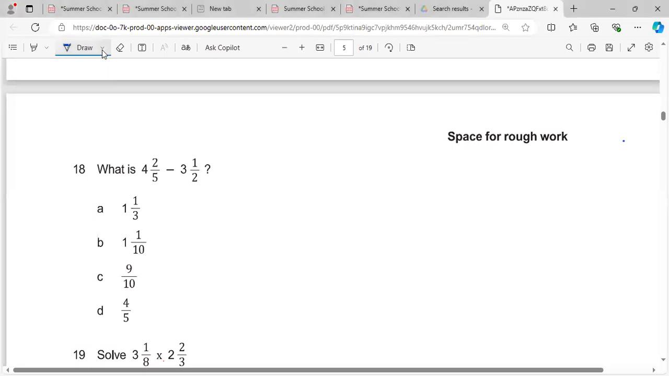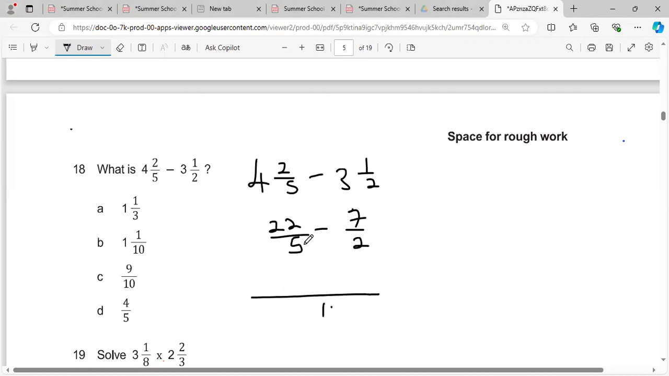Sir, I converted the 4 and 2/5 into 22 over 5, and the 3 and a half into 7 over 2. All right. So 4 times 5 is 20, and that makes 22 over 5. Continue. So, sir, then I found the lowest common multiple, which is 10. So 5 into 10, 2. 2 times 22, 44. Take away 2 into 10, 5. 5 times 7 is 35. So 44 take away 35 equals 9 over 10. Very good. And you just leave it there. Very good.